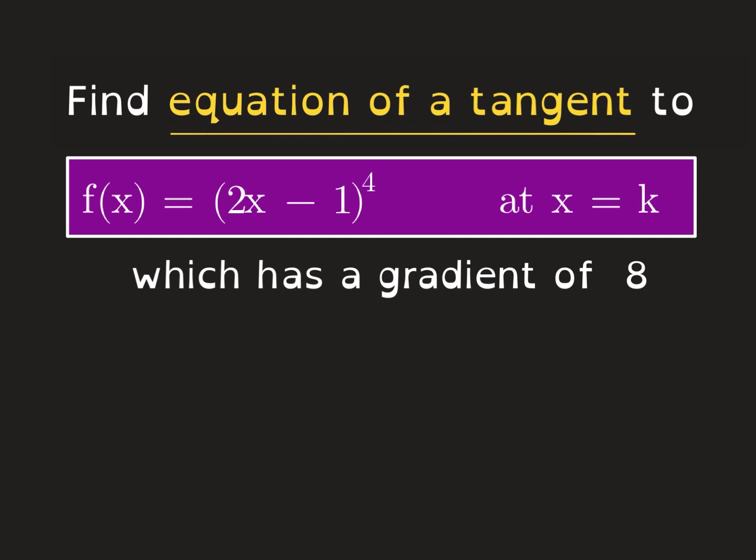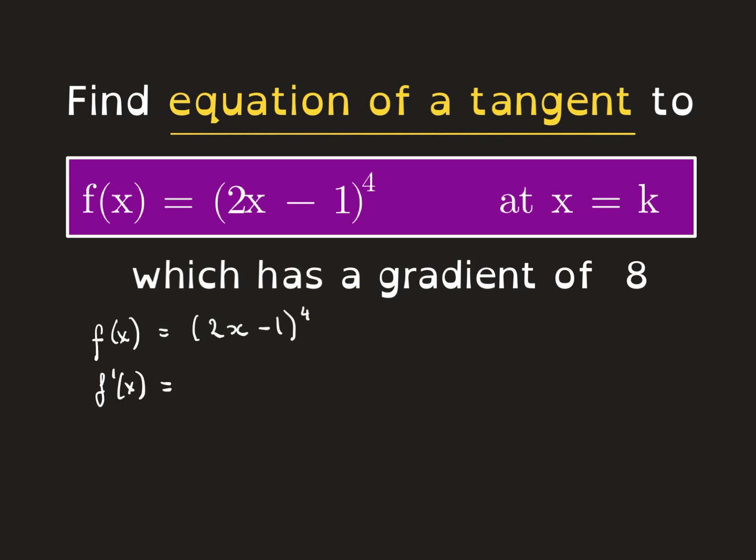Somewhere along that function (2x − 1)^4, there is a gradient which is 8 at a point x equals k. We don't know what that value of x is. To find out where it might be, we want to find the gradient function by differentiating this equation and equating it to 8. So this is our function, and now we'll do the differentiation of this.